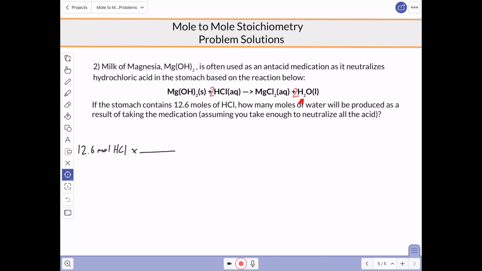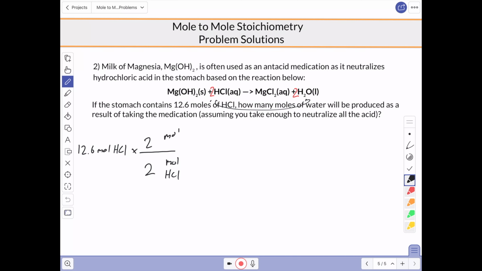So I'm going to use the relationship between hydrochloric acid and water to determine how many moles of water is going to be produced. So always use what is given to me for my unit on the bottom, so it cancels out. And I know that for every 2 moles of hydrochloric acid, I'm going to produce 2 moles of water. So my mole ratio is 2 to 2.